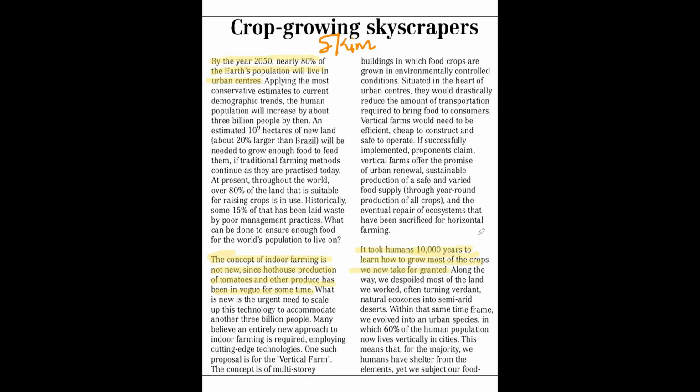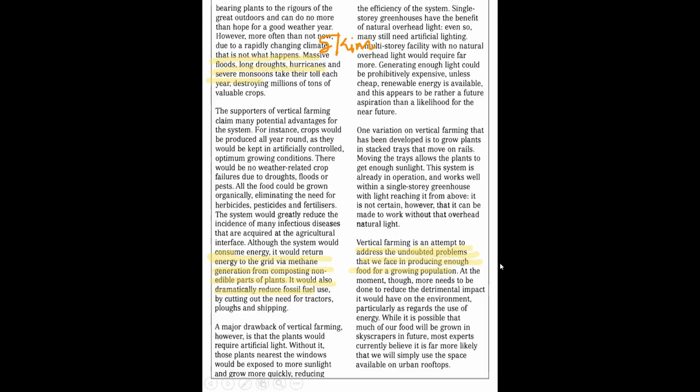By the year 2050, nearly 80% of the Earth's population will live in urban centers. The concept of indoor farming is not new, since hothouse production of tomatoes have been produced for some time. It took humans 10,000 years to learn how to grow most of the crops we today take for granted. Okay, let's go to the next slide. Let's erase this. And same way, do the same for the other paragraphs.